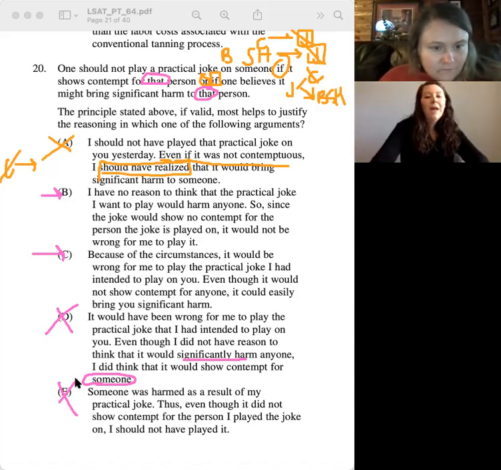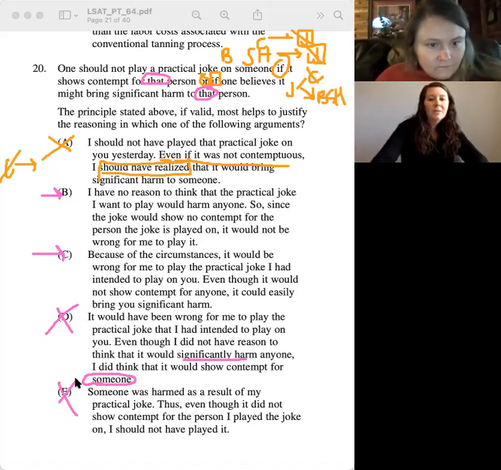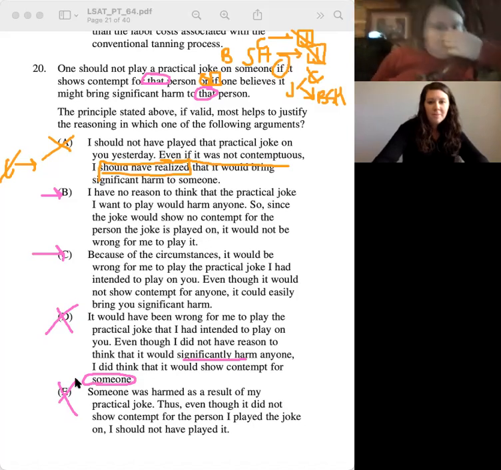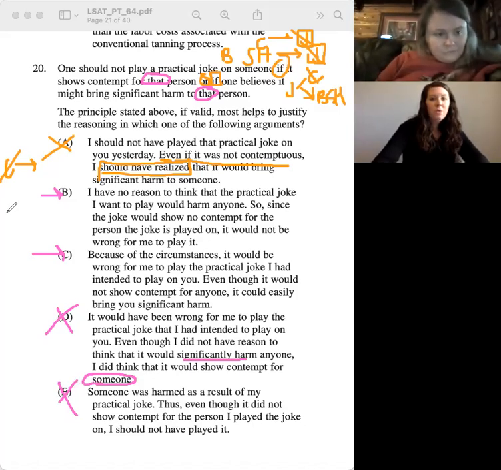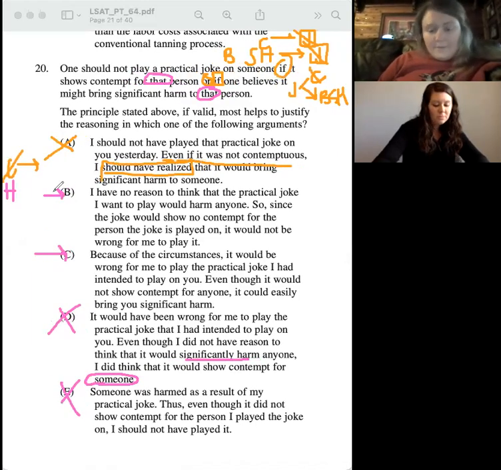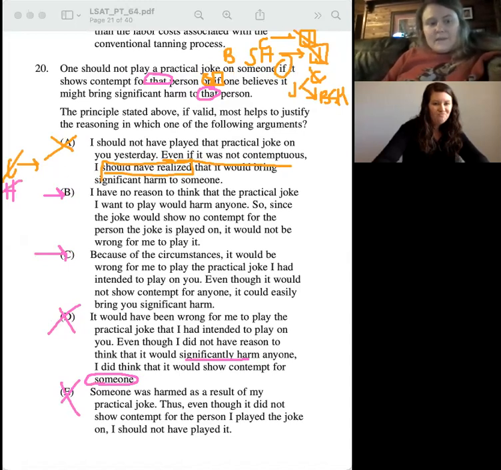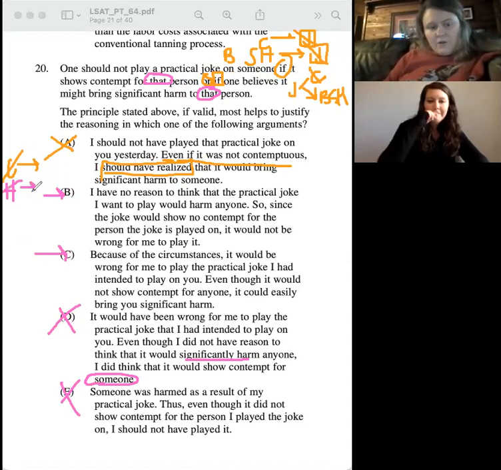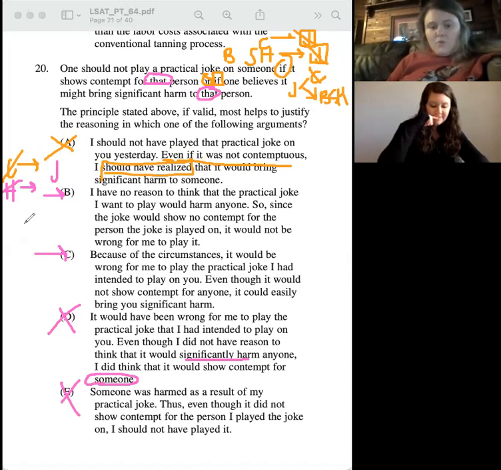I have no reason to think that the practical joke I want to play would harm someone. Okay, I don't think it's going to harm anybody. So since the joke would show no contempt for the person the joke is played on, it would not be wrong for me to play it. So here, what we're saying is because it won't show contempt and it won't show harm, it's okay to play the joke. But we never know that. We never know when it's okay. We just know when it's not okay.